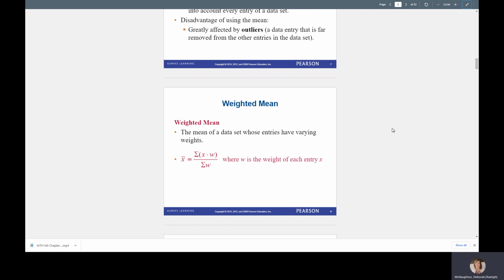So to calculate the mean of a weighted data set, X bar is the sum. We take X times its weight, so the data value times its weight. In the case that I gave of GPAs, the weight would be the number of credit hours. And then we sum up all of the weights, and we divide by that.